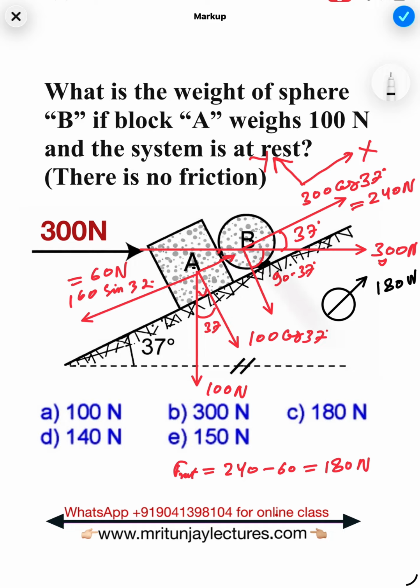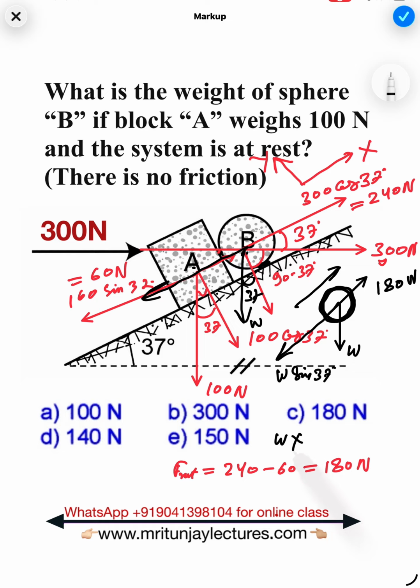Okay, now B is also in equilibrium. So the component of the weight of B is how much? W. Okay, clear? The weight is simply W. What about that angle? 37. So the component of W along this direction is how much? Simply W sin 37. Clear? Now the whole system is in equilibrium, so you can say the net force on B block in this direction is how much? 0, because of equilibrium. So W sin 37.